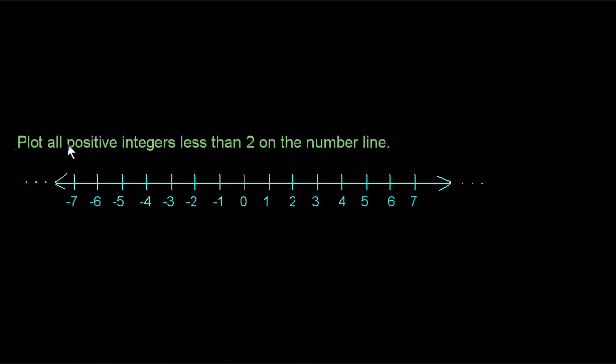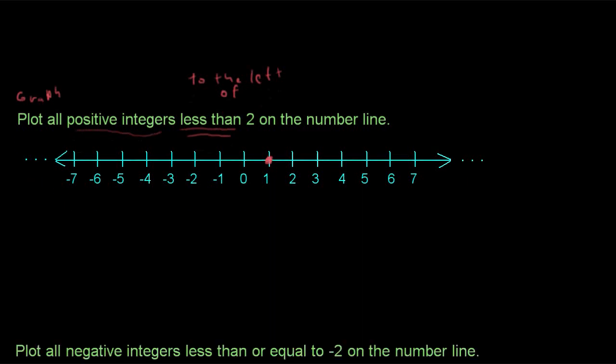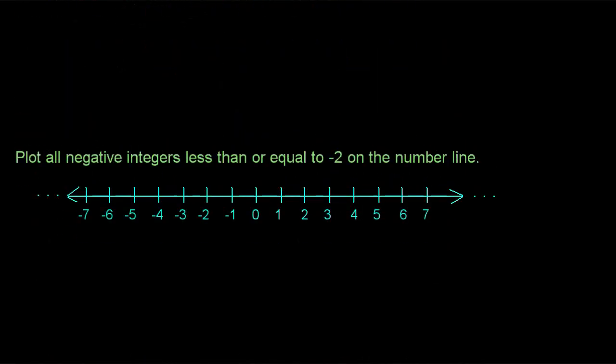The next one says plot, and remember plot means the same thing as graph. Plot all positive integers less than 2. Less than, as far as the number line is concerned, means to the left of. Remember, greater than meant to the right of, and less than means to the left of. 2 on the number line. 1 is our only positive integer that is less than 2. All the other ones are either 0 or negative. So we only have plotted a single number there.